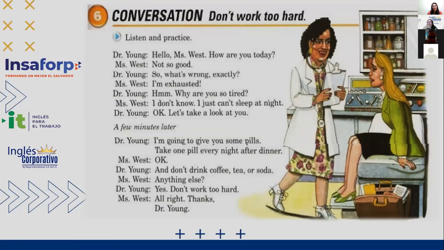But ahí lo que tenemos que hacer es como disimular un poco la W. Acuérdense que la W y la Y se van a comportar como semi-consonants o como semi-vowels. En este caso es como una semi-consonant. Usted dice, what's wrong? Que debe ser un poquito de gárgara. Como, what's wrong? What's wrong exactly? La W suena pero muy leve. What's wrong exactly?